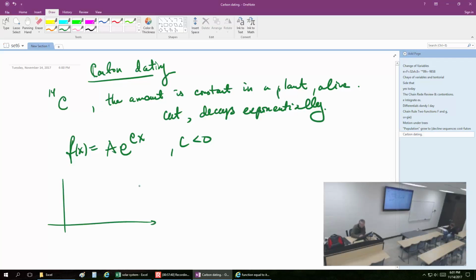So what is it good for? Really? Never heard of it? Dating fossils, yeah, fossils or anything. How about paintings? Because they often use plant-based paint, and then going through this, you can figure out when the tree was cut. Or if it is a piece of cloth, like the Shroud of Turin, you might remember, that's how they tried to carbon date it.